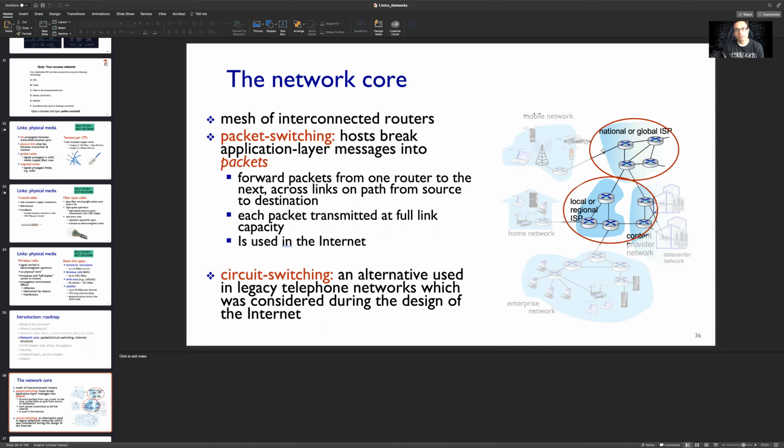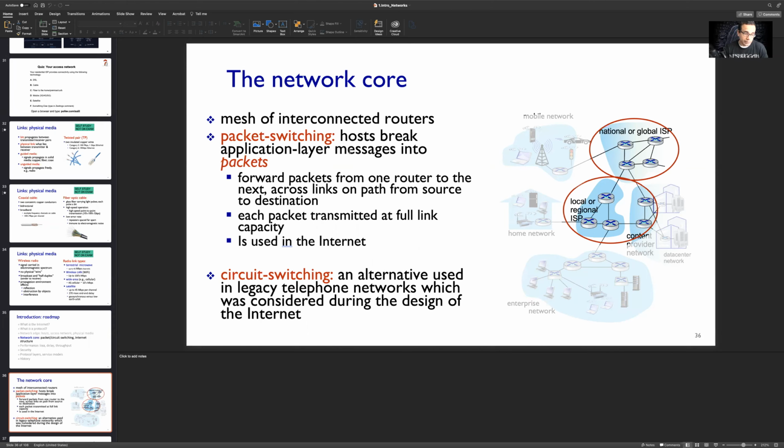So the internet uses packet switching, whereas there was another technology back then called circuit switching, which had its origins in the telephone networks. And so there was a bit of a rivalry between the two, and packet switching won.